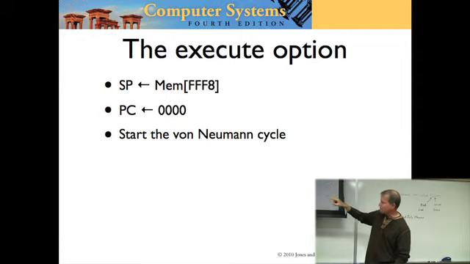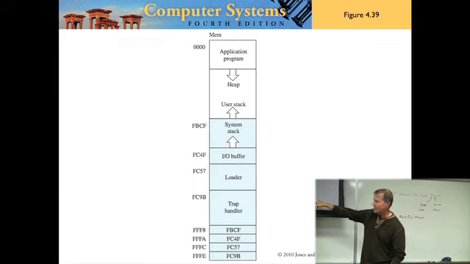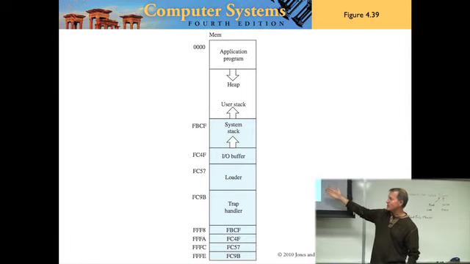Yeah, the stack pointer goes to what? mem FFF8. But what is down here? What is in FFF8? The address of the trap handler, FBCF, right? So the bottom of the user stack? Of the user stack. The bottom of the user stack. So you see, that goes to the bottom of the user stack, and PC goes to 0.